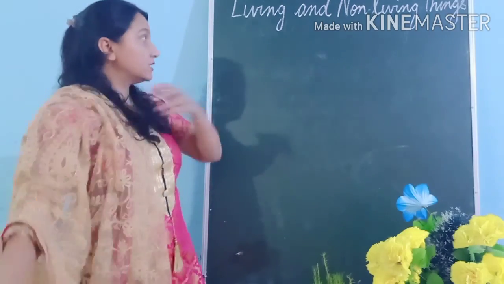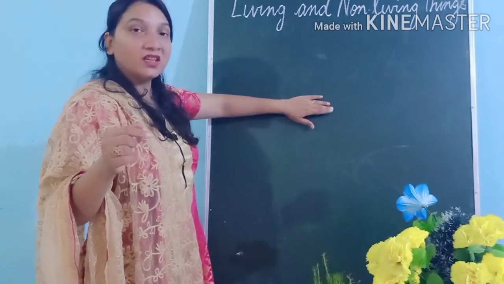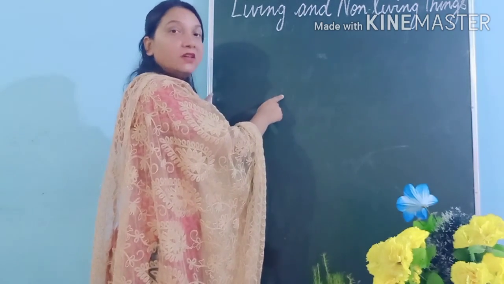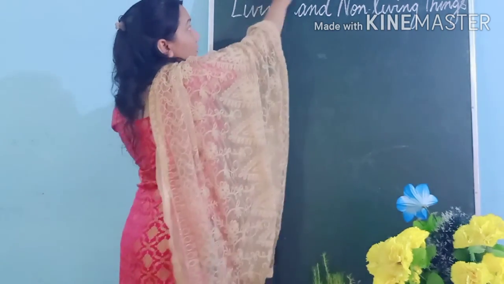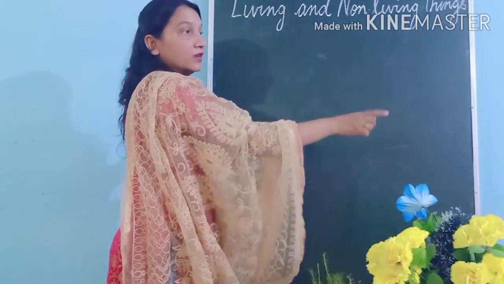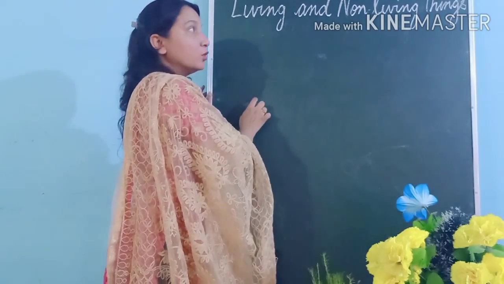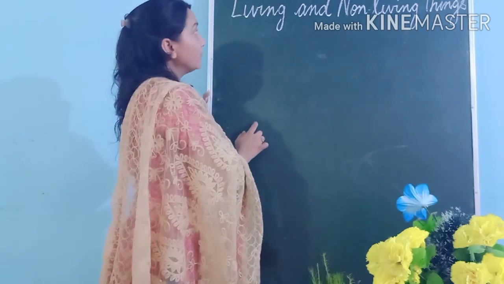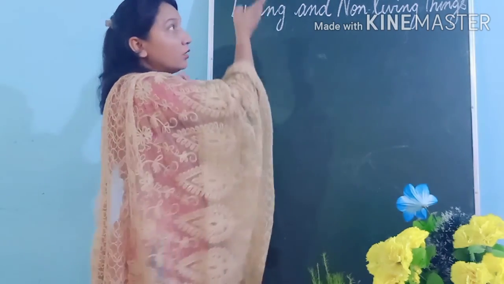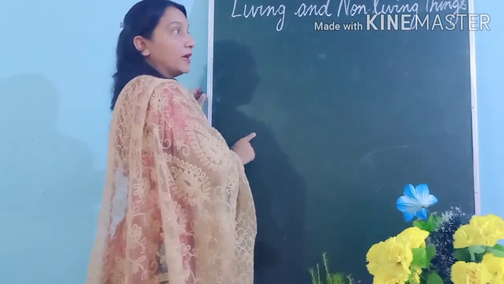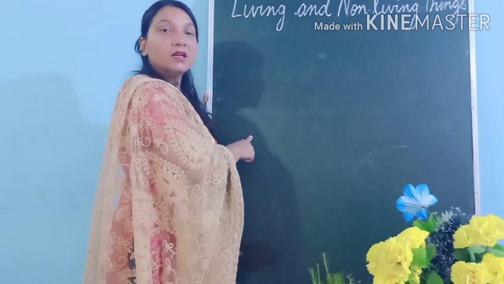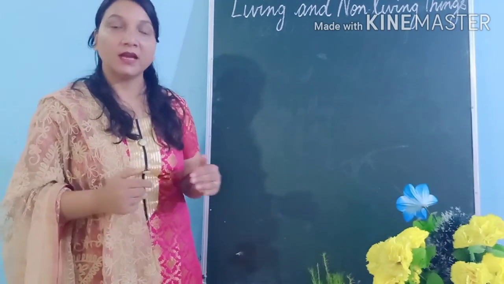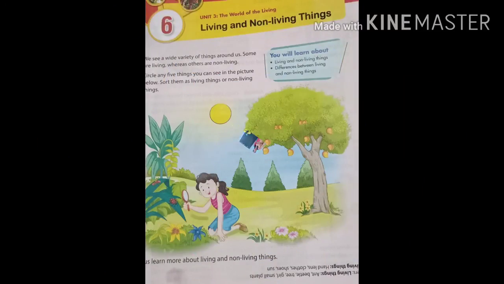See, is this board a living or a non-living thing? This board is not a living thing because this blackboard cannot move on its own. This blackboard cannot breathe as we breathe. This blackboard does not grow. So this blackboard is a non-living thing. So let's begin our chapter, living and non-living things.